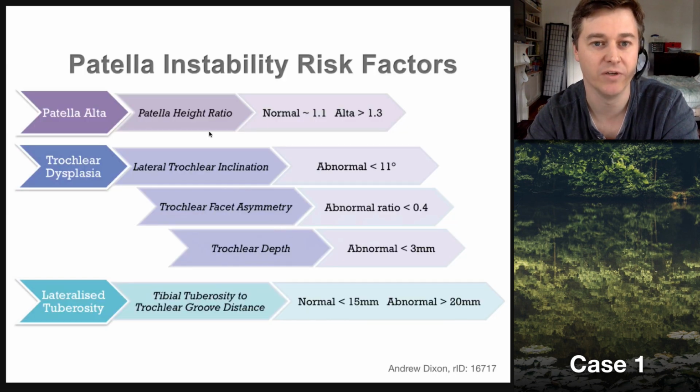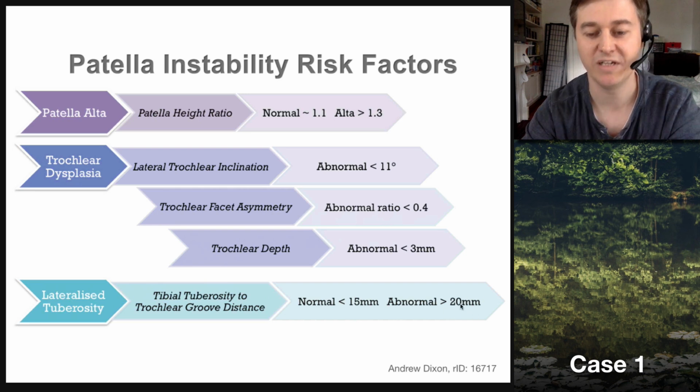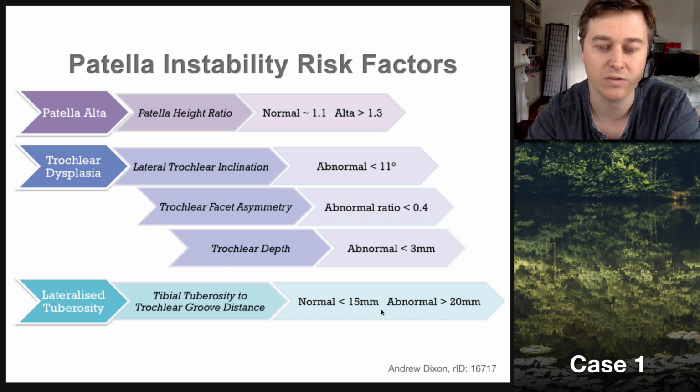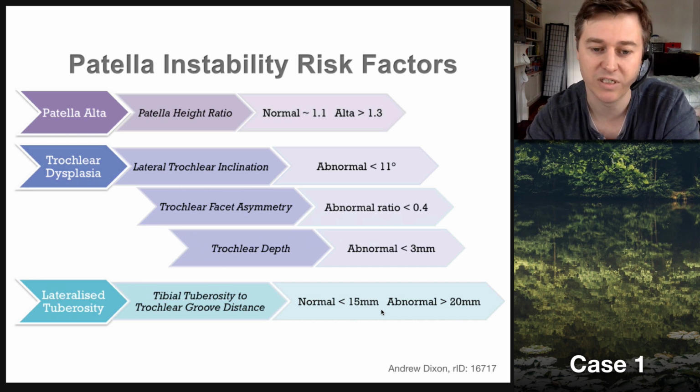And this is just a summary of those things that we've covered in terms of patellar instability risk factors: the patellar height ratio, like the Insall-Salvati ratio, the trochlear depth, and the tuberosity to groove distance. Technically, they say above 20 millimeters is abnormal. I reckon anything above 15 millimeters is very abnormal, and those patients are predisposed to maltracking and potentially dislocation.